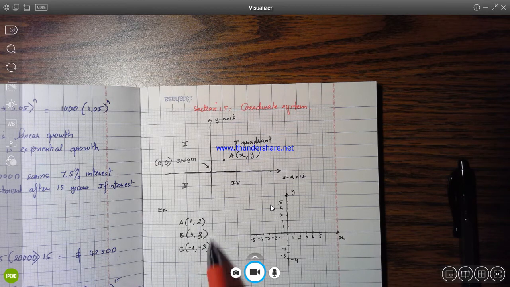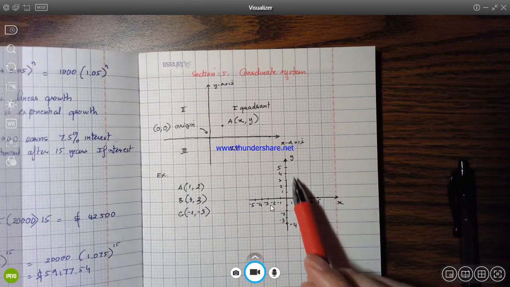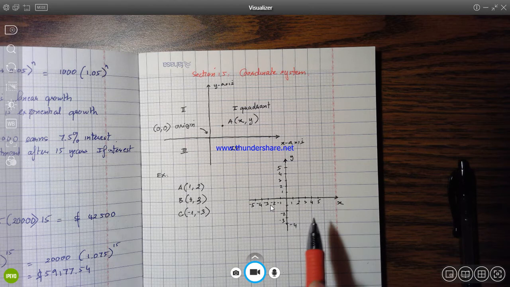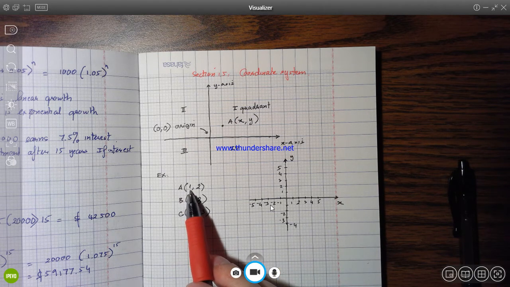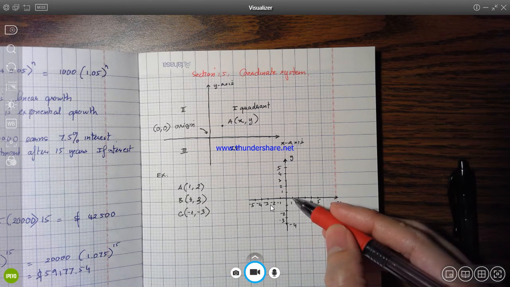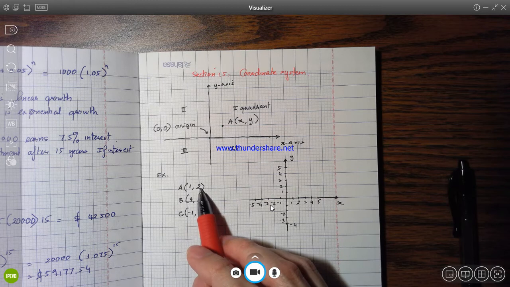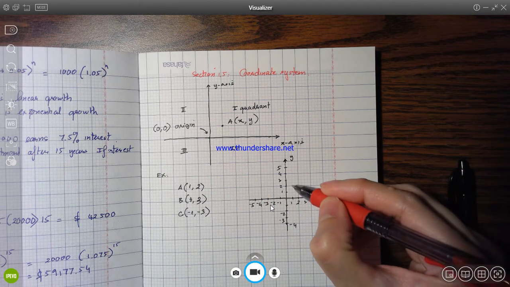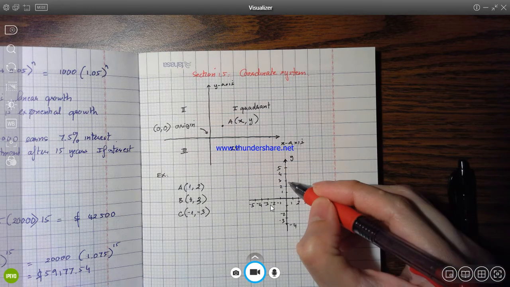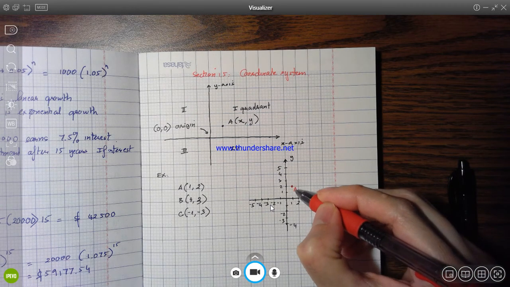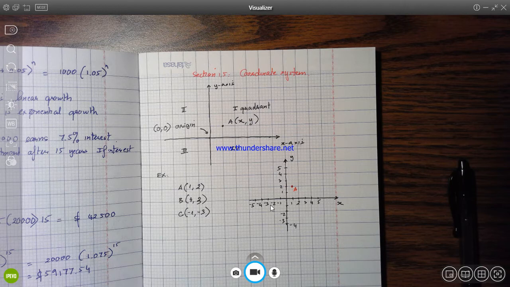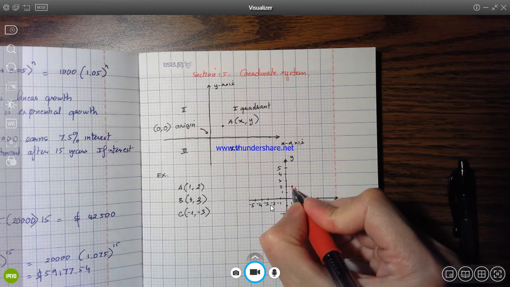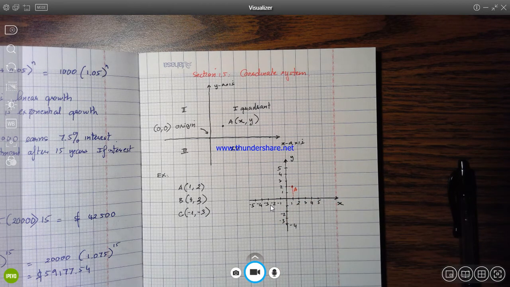All right, so after you have a coordinate system, I'm gonna graph these 3 points A, B, C on this coordinate system, using the red color. The first component is the x component, corresponding to the x-axis, so this 1 right here, and the second one corresponding to the y-axis will be 2, so 2 right here. So point A is right here, right? Everybody see that? That's point A.